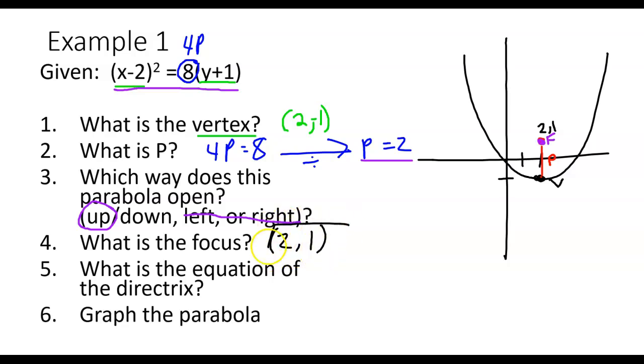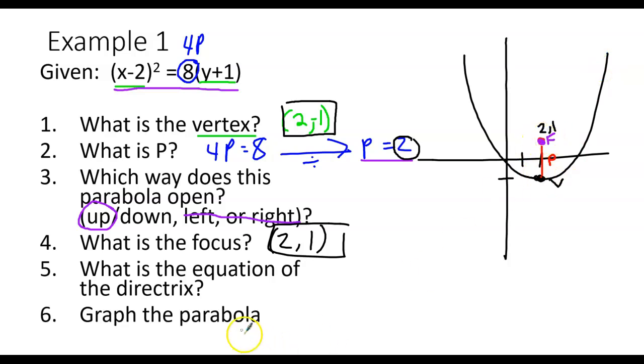Another way you could calculate the focus is by taking your vertex and adding the p-value to the correct number. Now that's a little bit tricky. You may add the p-value or you may subtract it, and sometimes you'll do it to the x and sometimes to the y, depending on which way it opens. But if you took this 2 and added it to the y value, you'd get this, because we went upwards 2 points, and so that adds 2 to the y value. But personally, I think it's easier just to draw the graph and then figure out the coordinate after that.